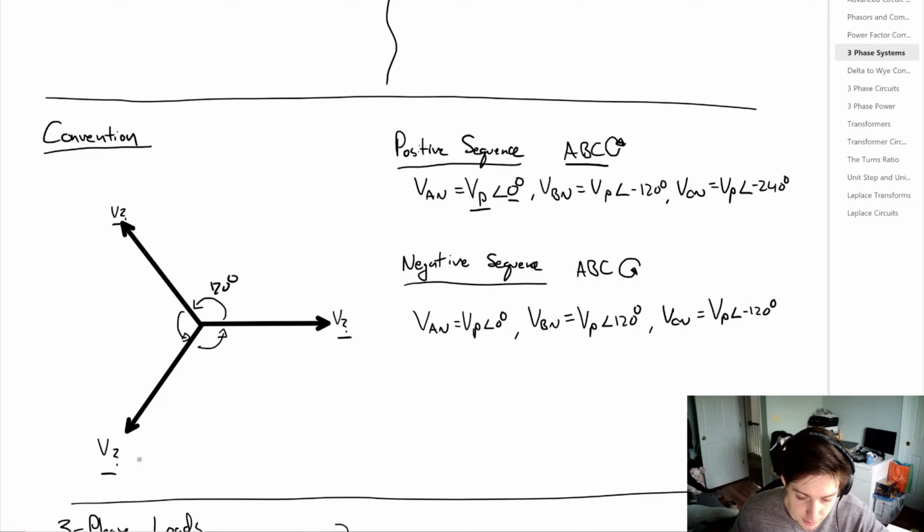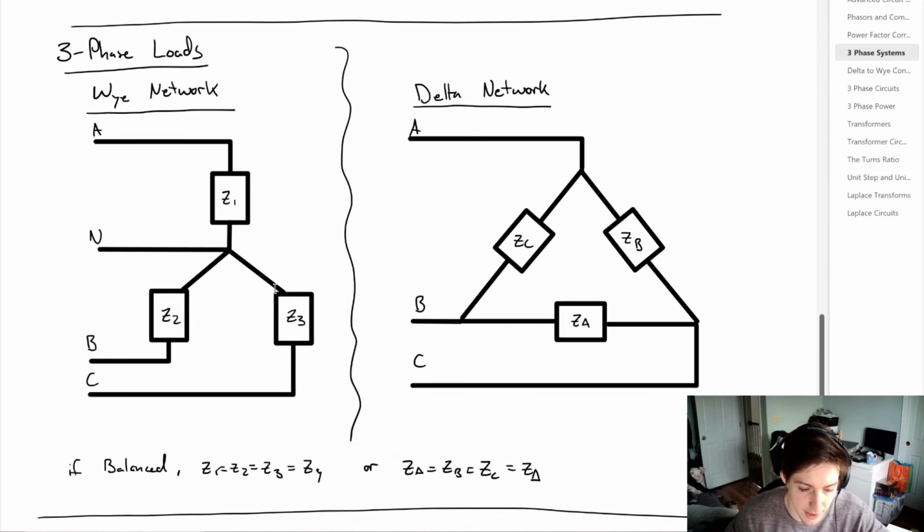Now for the negative sequence, you have this ABC, except it goes counterclockwise. Or again, we would have VA, VB, and VC. So flip from the positive sequence, but luckily these are the only two conventions that we really have to care about. Now we can also have three-phase loads. Again, we have a Y network and we have a delta network. So similarly with the sources, for the Y network, you have impedances from each line to the neutral wire, and for the delta network, they are from line to line.